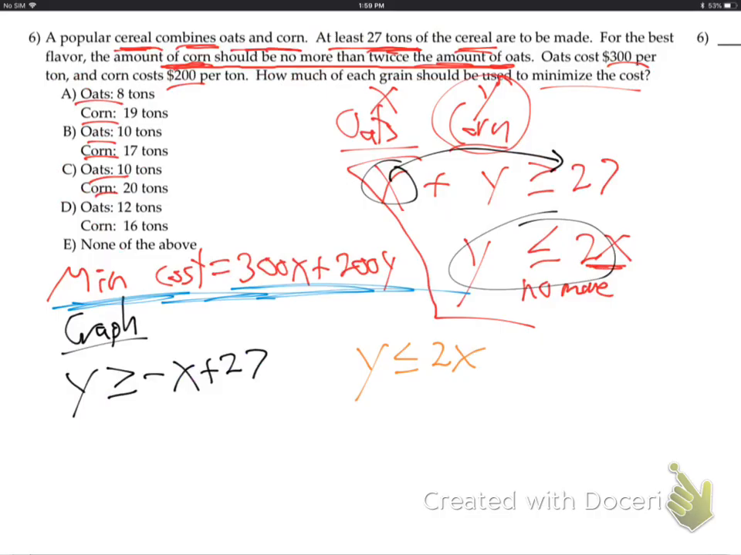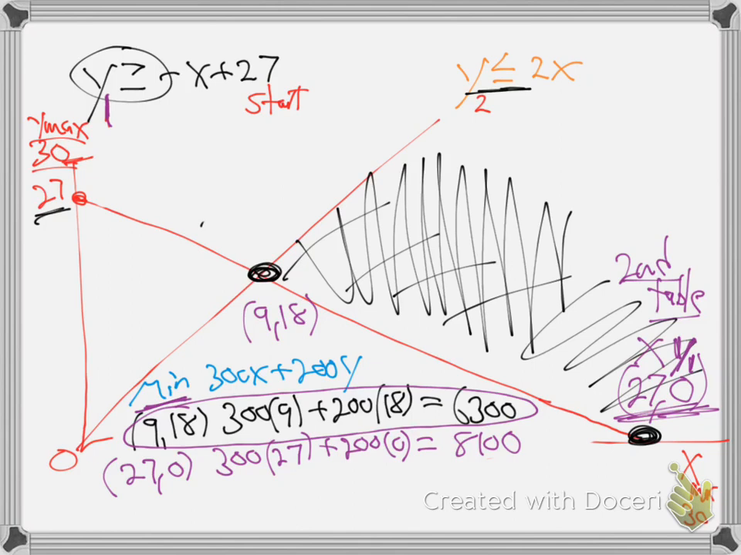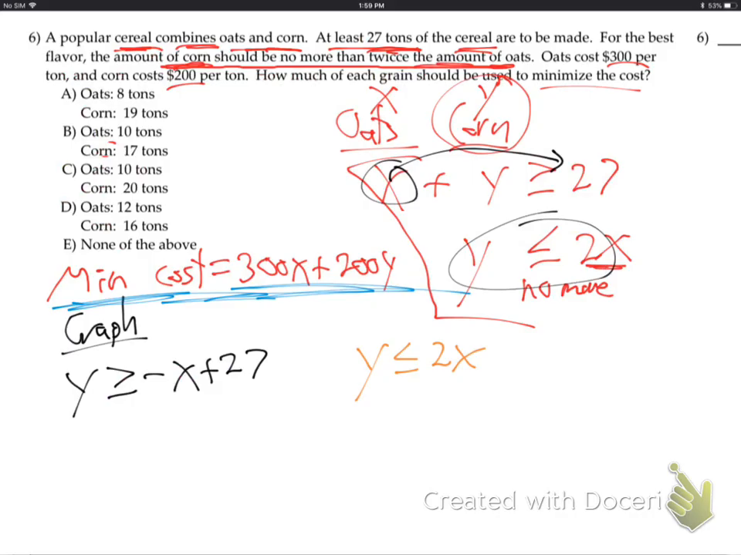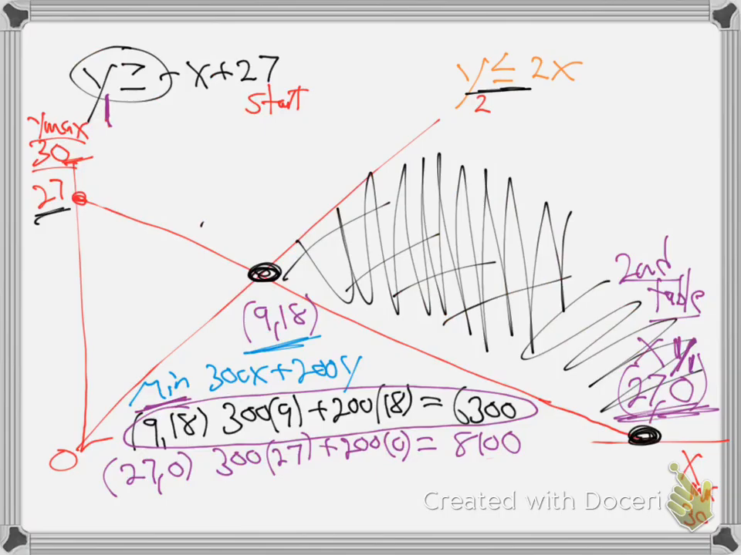Let's go back. 9, 18, 6,300. Is it not here? After all that? Are you kidding me? It's just cruel and unusual punishment. 9 and 18. Yeah, it's not. I don't see that answer. It's none of the above. Is that what it was?